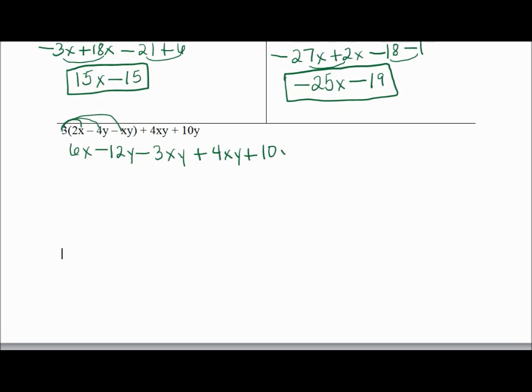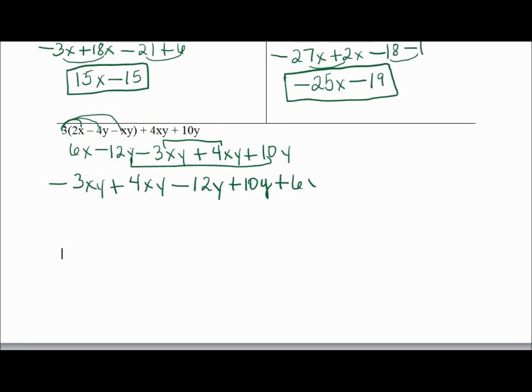plus 10y. Now I want to get like terms together, and I'll group the xy's together. So I have a negative 3xy plus 4xy. Done those. Then I believe I'll group the y's together. So I had a negative 12y plus 10y. Let me fix this, make it look more like a y instead of a 4. Then the x term is by itself, so I'll add on plus 6x.